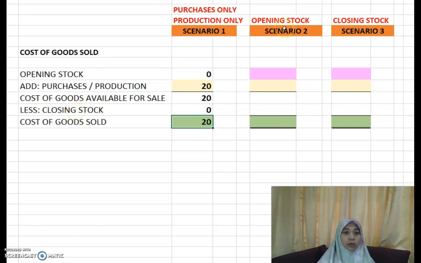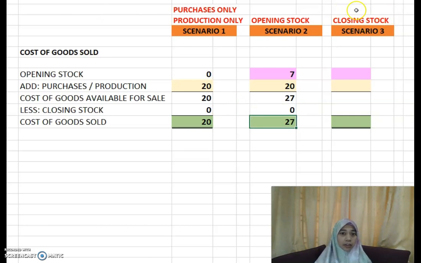In scenario 2, now I introduce to you opening stock. What if you have opening stock? That opening stock means at the beginning of the period, you have some inventory in stock. So let's say you have 7 at the beginning, and then during that period, you purchase or you produce another 20. So how many goods do you have? The cost of goods available will be 27. And then you don't have any closing stock, so your closing stock is 0. Then your cost of goods sold will be 27.